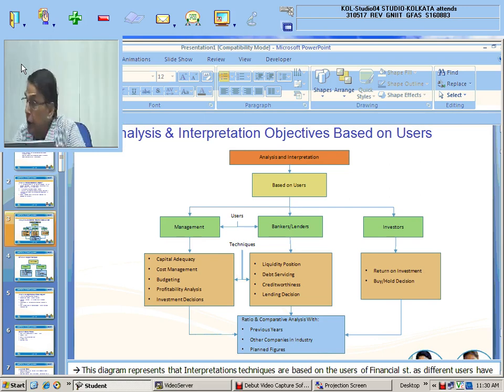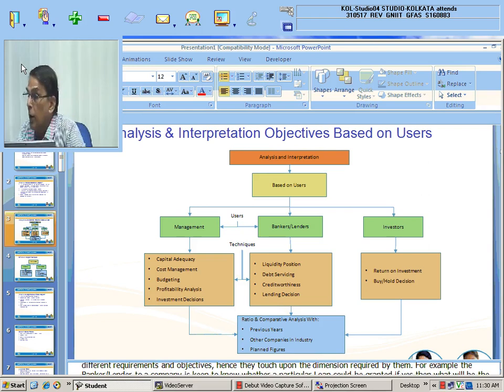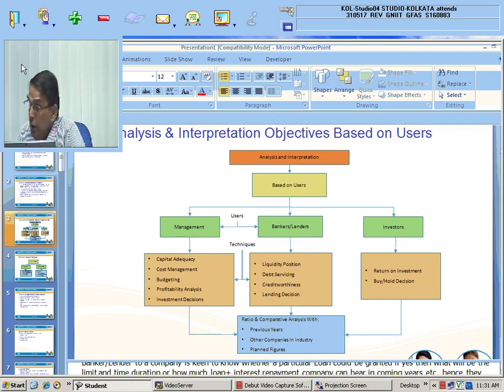So different users have different requirements and objectives you have to understand. Here we touch upon the dimensions required by them. For example, the banker or lender to a company is keen to know whether a particular loan could be granted. If yes, then what will be the limit? How much loan can be granted, for how long, and how much loan plus interest repayment the company can bear in the coming years, etc. So they would basically focus on the company's creditworthiness, debt servicing strength and liquidity position from the financial statement analysis. So they will try to understand these aspects of the company's business.